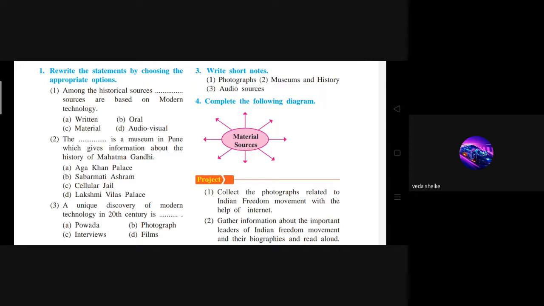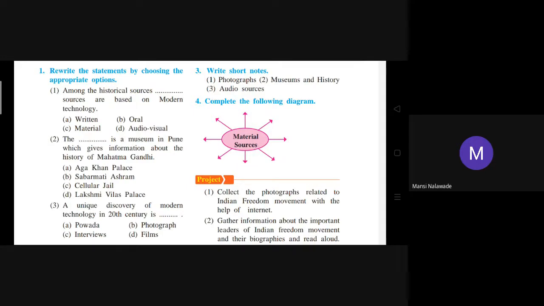Okay, let's start. Among the historical sources, dash dash sources are based on modern technology. Yes, it's D, audio visual sources. Mansi, read the whole statement with answer. Yes, teacher. Among the historical sources, audiovisual sources are based on modern technology.